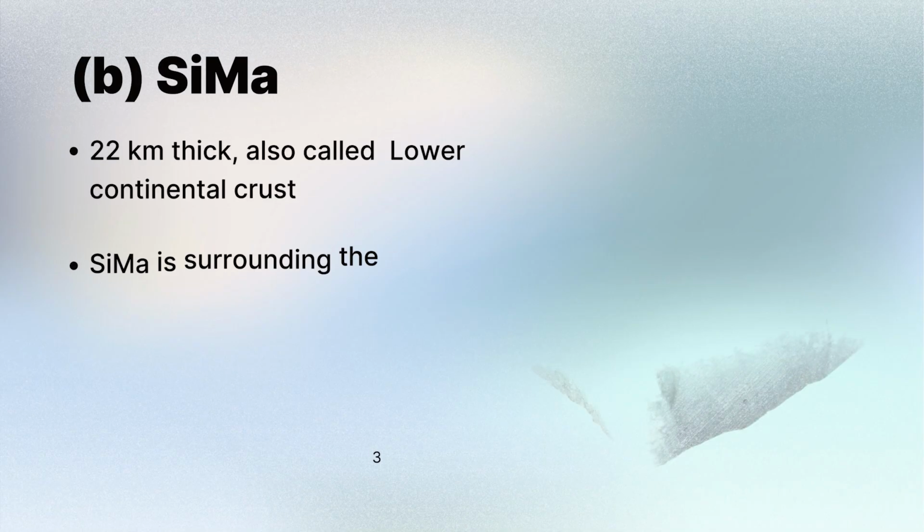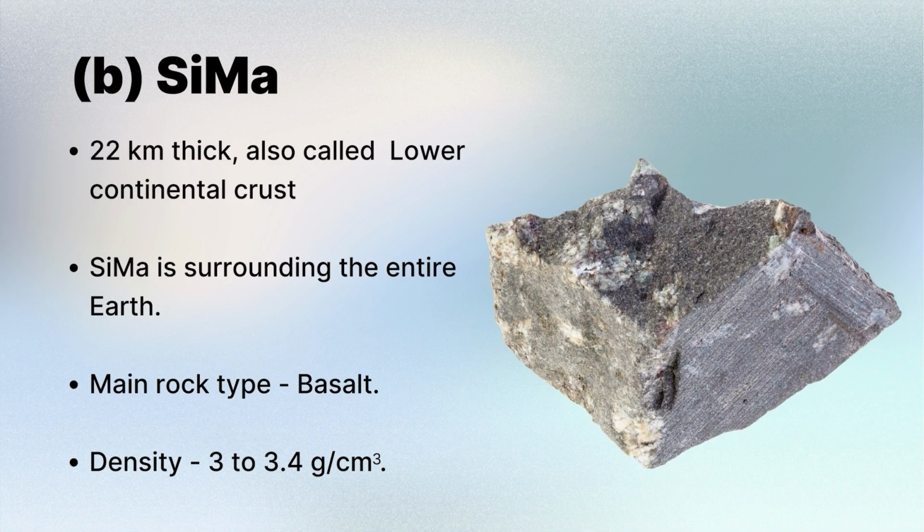What about the sima? Sima is around 22 km thick, also called lower continental crust. Sima surrounds the entire earth, whereas sial is not a continuous circle. Main rock type is basalt. Density is 3 to 3.4 gram per centimeter cube. Silica ranges from 40 to 50%. Magnesium is the second most abundant element, hence it is called sima, silica magnesium composition.